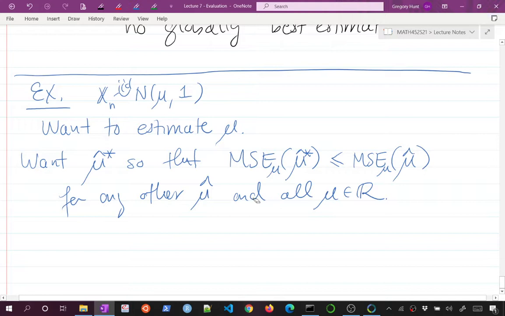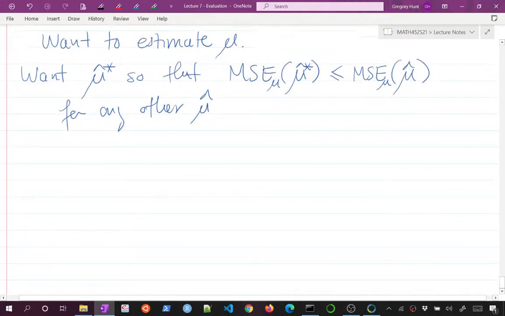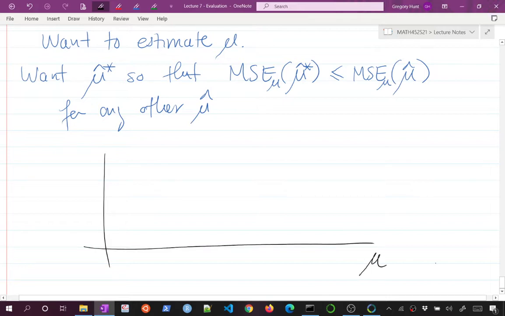So let's talk about what happens if we don't have that last sentence there, right? So here I'm going to draw a little picture. The x-axis is my mu axis. Let's just call it the real line. So the true value of mu is some real number, and it's on some line. And we could look at the MSE of our estimators on the y-axis. I want to come up with an estimator that is better than the other estimator.